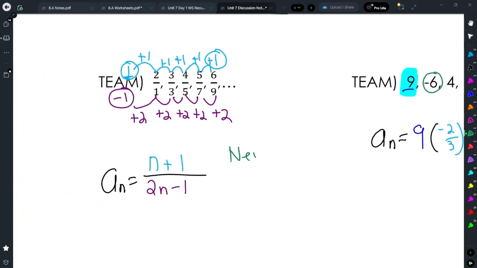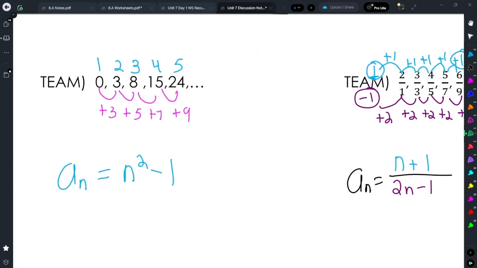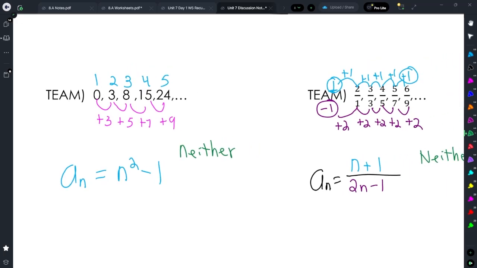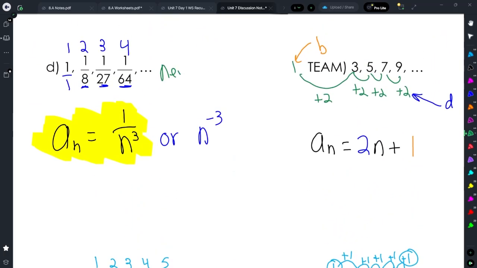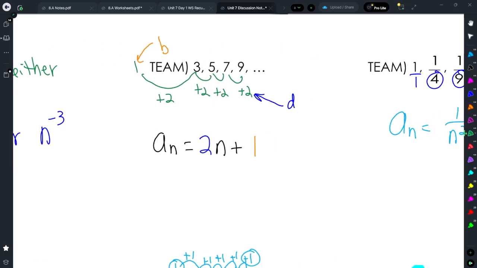This is neither, because we're not adding or subtracting or multiplying or dividing the same thing to get the next term. This one is also neither, because again, we're not adding the same value to get the next term. We're adding 3, then we're adding 5, then we're adding 7. This is also neither. Now, any of them that have an n raised to some power, that's going to be neither. Right here, we were adding 2 each time, so this is arithmetic.